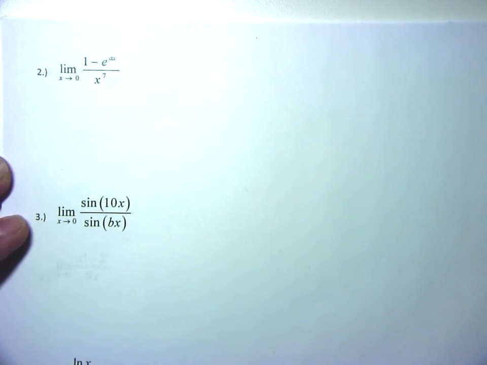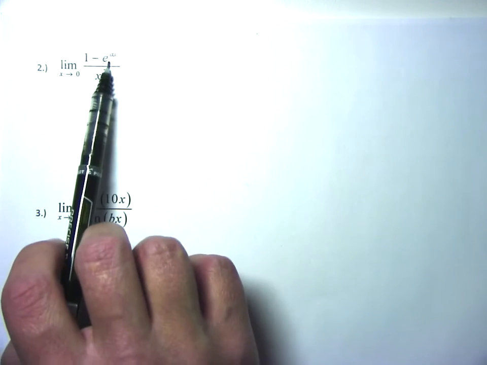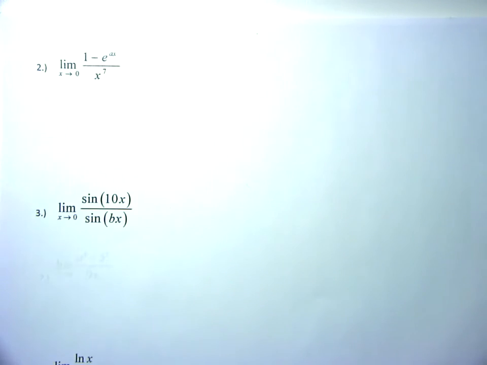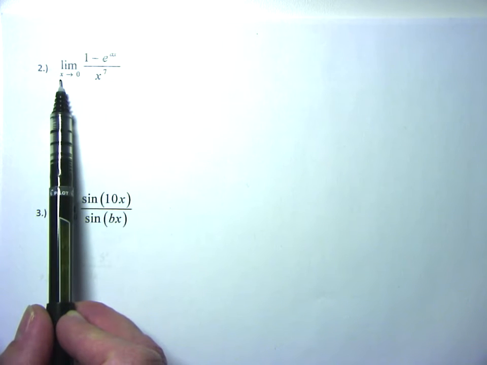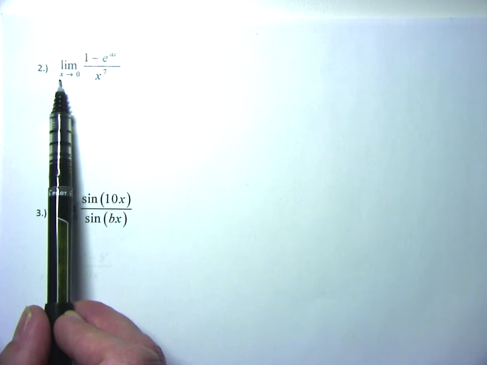Number 2, I have the limit as x approaches 0 of 1 minus e raised to the power a times x, divided by x raised to the power 7. Let's quickly address the elephant in the room. I have here 1 minus e raised to the power a times x. There are two letters in this expression. The limit is being taken with respect to x, so x is the only letter that I'm going to treat like a variable. Everything else will be treated as if it is a constant.